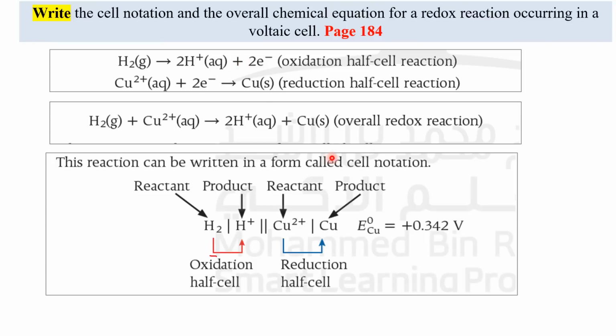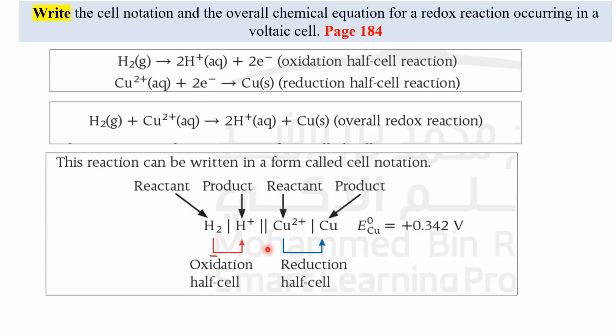Now, how can we write the cell notation? So how can I know where is the cathode, where is the anode, where is the oxidation cell and the reduction half cell? It's very lengthy to write these like this, okay? So instead, what we will be doing, this overall reaction can be written like this. So we put the oxidation half cell here, okay? And the reduction half cell on the right. So we start with the oxidation half cell. What is the oxidation half cell? This is the reactant. هذا المتفاعل صح؟ We put H2. Then we put a slash, okay, or this line here, and then we put the product which is H plus.